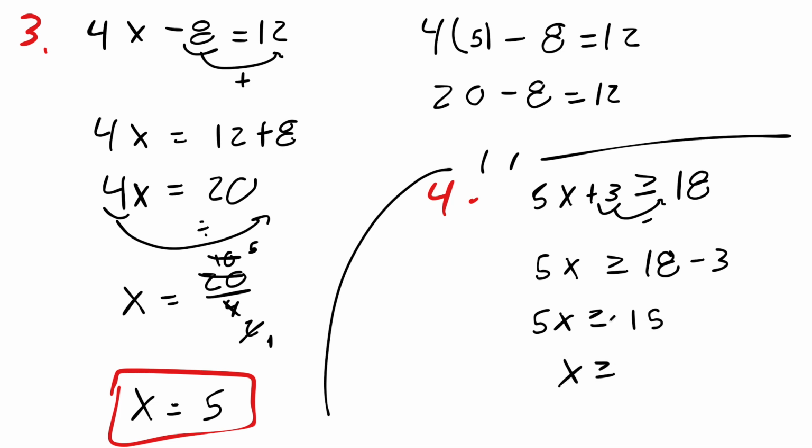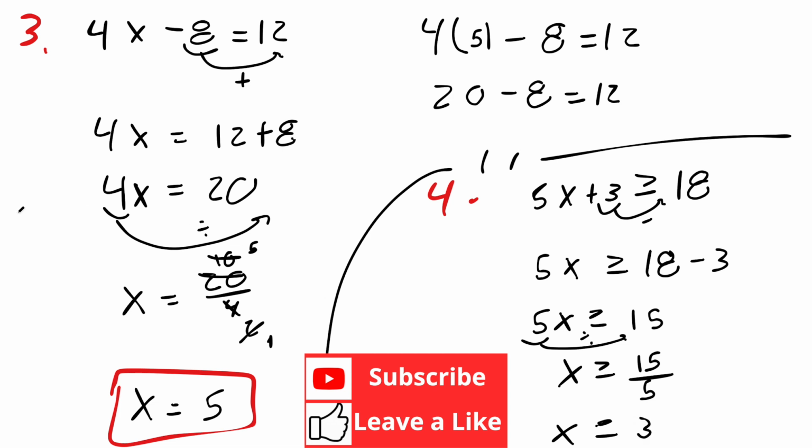x will be greater or equal than what number? 5, you remember, is multiplying, so it passes to the other side to divide. And so it would be 15 over 5. x will be greater or equal than 5 plus 5 plus 5. Well, it's 15. You get the idea. 5 times 3 is what we need to get to 15. That's the answer.